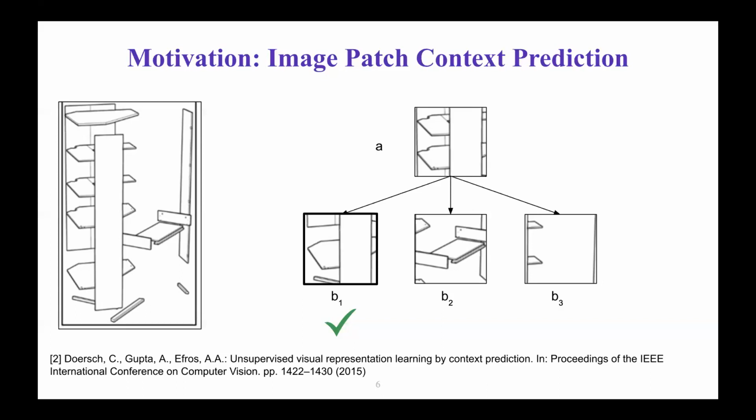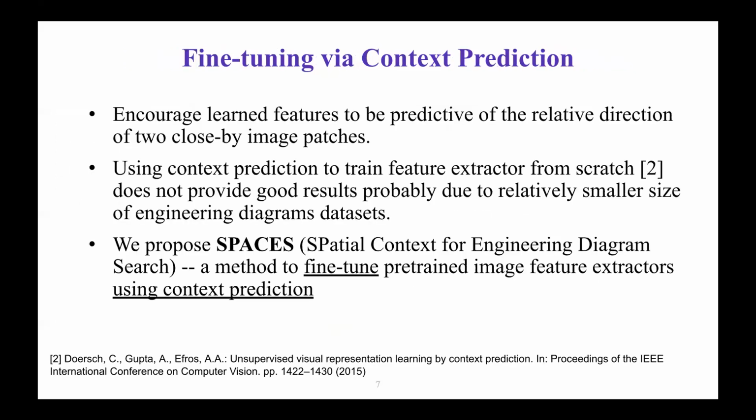In this work, we develop a system which incorporates such spatial context into the image features. Such an idea of context prediction has been tried before. For example, Deutsch et al. used it for learning visual representations from scratch for a different domain. In this work, we adapt the spatial context prediction idea for use in diagram search.